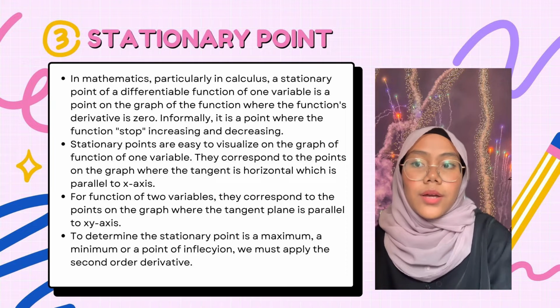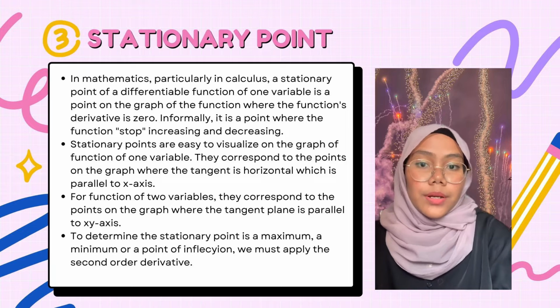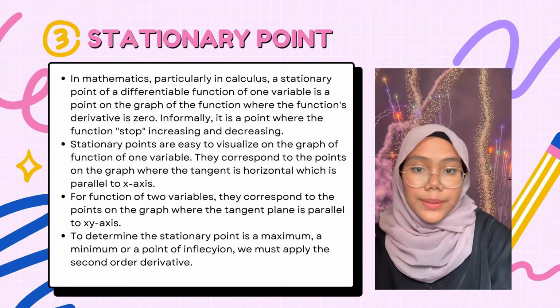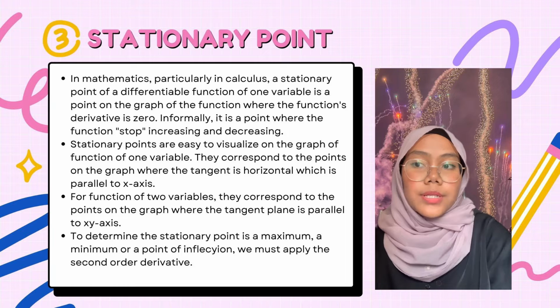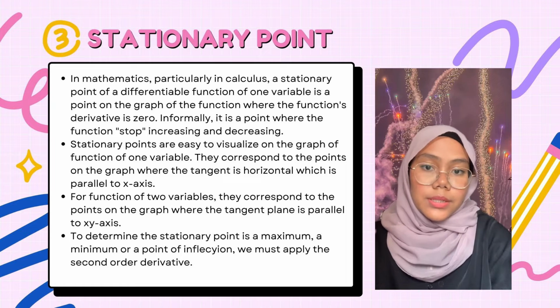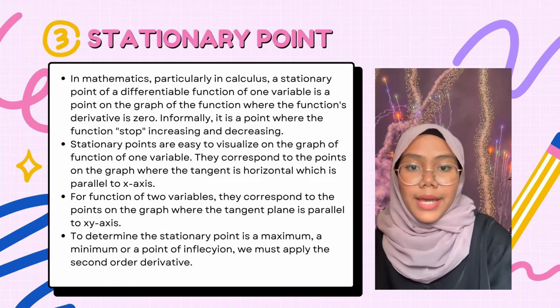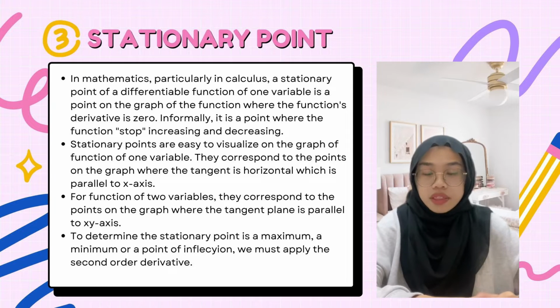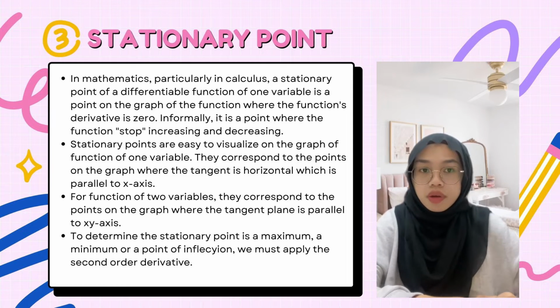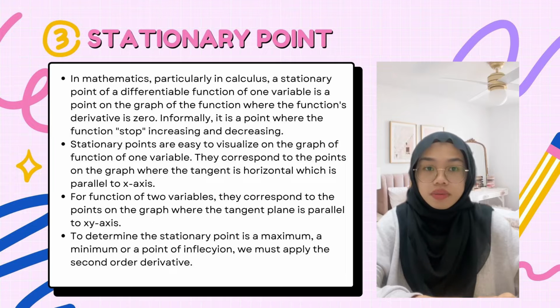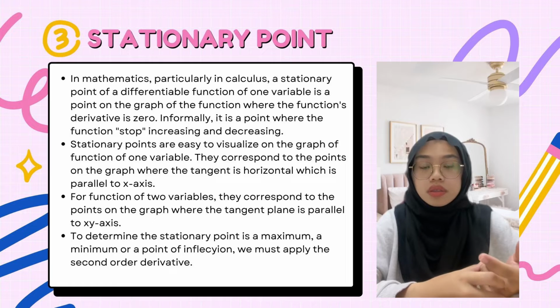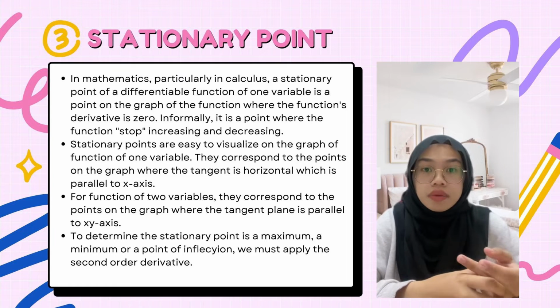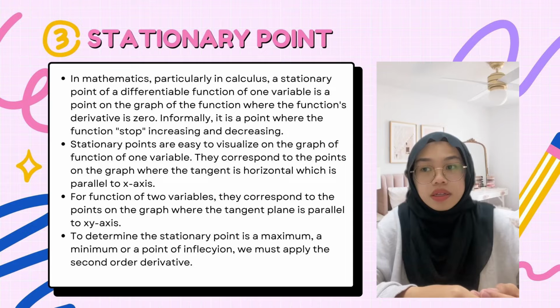Stationary points are easy to visualize on the graph of a function of one variable. They correspond to the points on the graph where the tangent is horizontal, which is parallel to the x-axis. For a function of two variables, they correspond to the points on the graph where the tangent plane is parallel to the xy plane. So, to determine whether the stationary point is a maximum point, a minimum point or a point of inflection, we must apply the second order derivative.